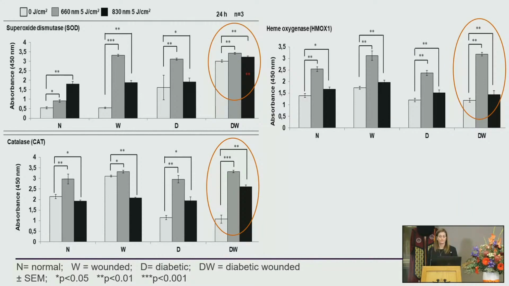Irradiation at both wavelengths significantly increased enzymatic antioxidants superoxide dismutase, heme oxygenase, and catalase. Superoxide dismutase is the graph on the top left, heme oxygenase the graph on the top right, and catalase the graph at the bottom. This study showed that PBM at 660 and 830 nanometers alters the AKT FOXO1 signaling pathway and attenuates oxidative stress by increasing the levels of antioxidants. A wavelength of 660 nanometers was slightly more effective than 830 nanometers in regulating the AKT FOXO1 pathway.